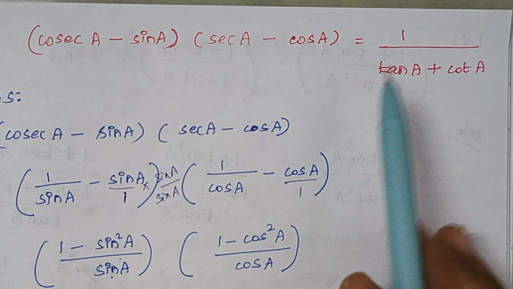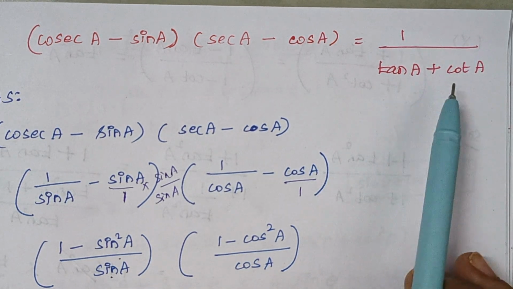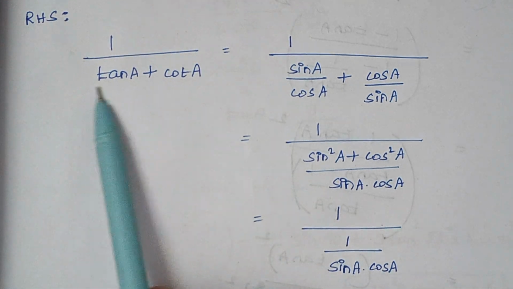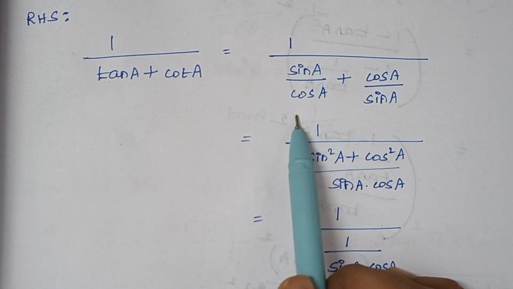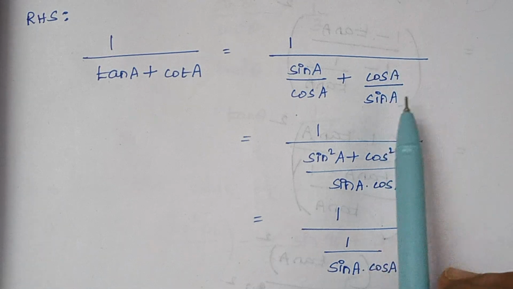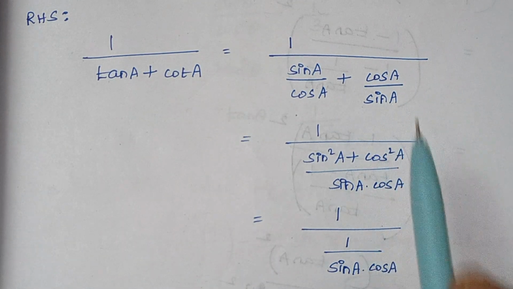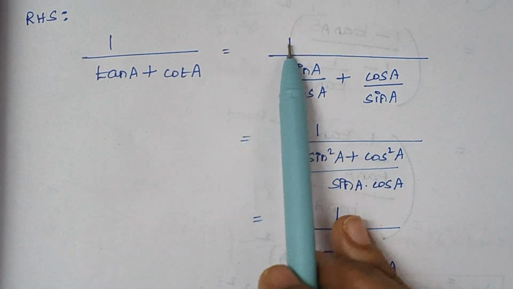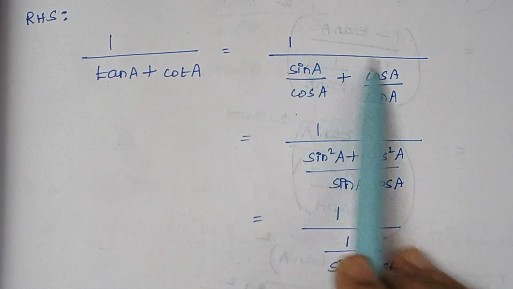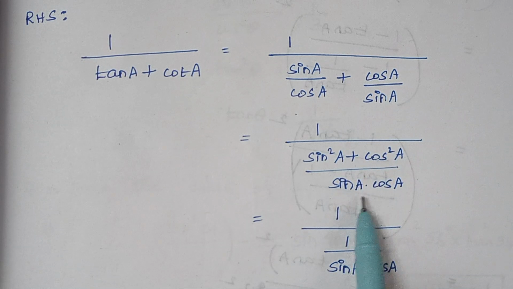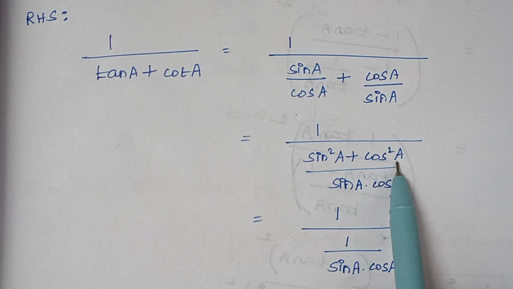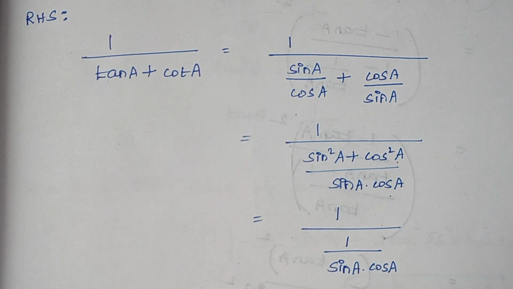So what is your RHS? It is 1 by (tan A + cot A). So here tan A is written as sin A by cos A, and cot A is written as cos A by sin A. Again we are going to take the LCM. So when you take the LCM, what happens? This is 1 divided by... When you take the LCM, the denominator term is sin A cos A, and here sin² A and cos² A. You know how to take the LCM, right?